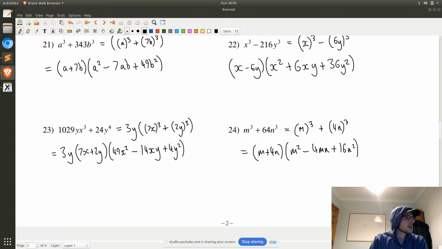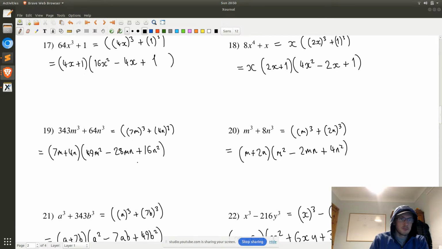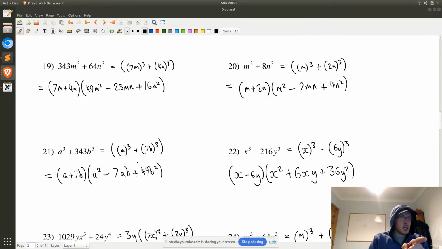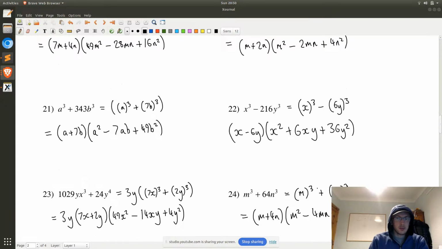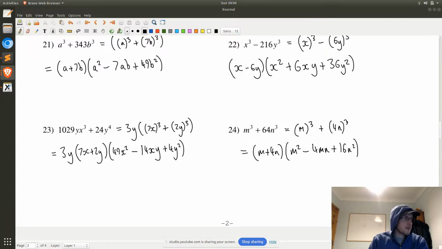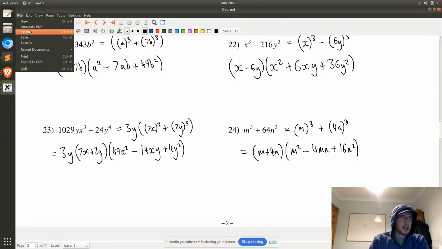Check if that's right. Okay, 19 is correct. 20 is correct. 21 is correct. 22 is correct. 23 is correct. 24 is correct. All right. I think I've got the hang of this one.